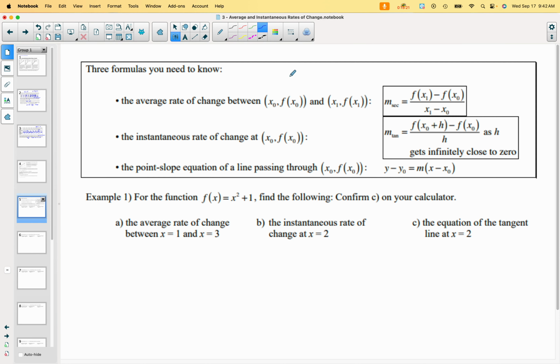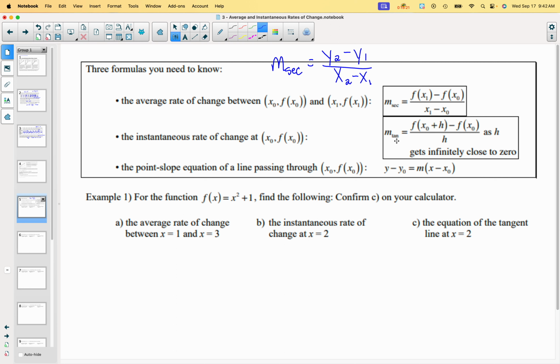So we're going to 3 formulas that you will need to know. One is for the secant and the slope of the secant line, and then we have the slope of the tangent line. So when you think about the slope of the secant line, they've written it out in this format, which is fine. But you can also just think of it as the change in y over change in x, the regular old slope formula that you are familiar with from algebra.